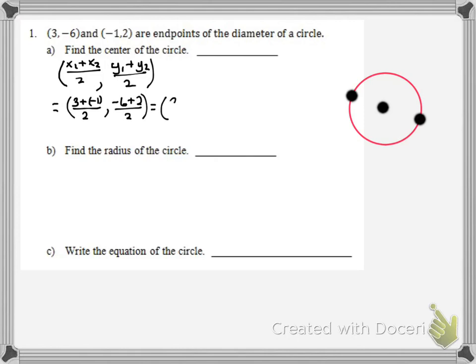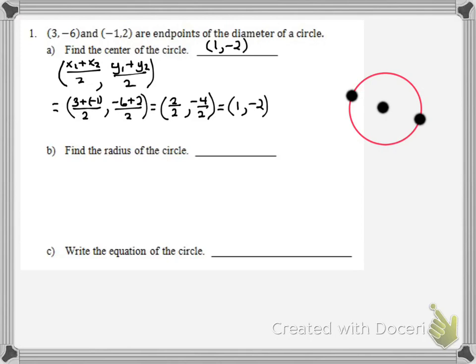So 3 plus -1 is 2. -6 plus 2 is -4. So it looks like the center of our circle is 1, -2. So I could put that up here. 1, -2 is our center.